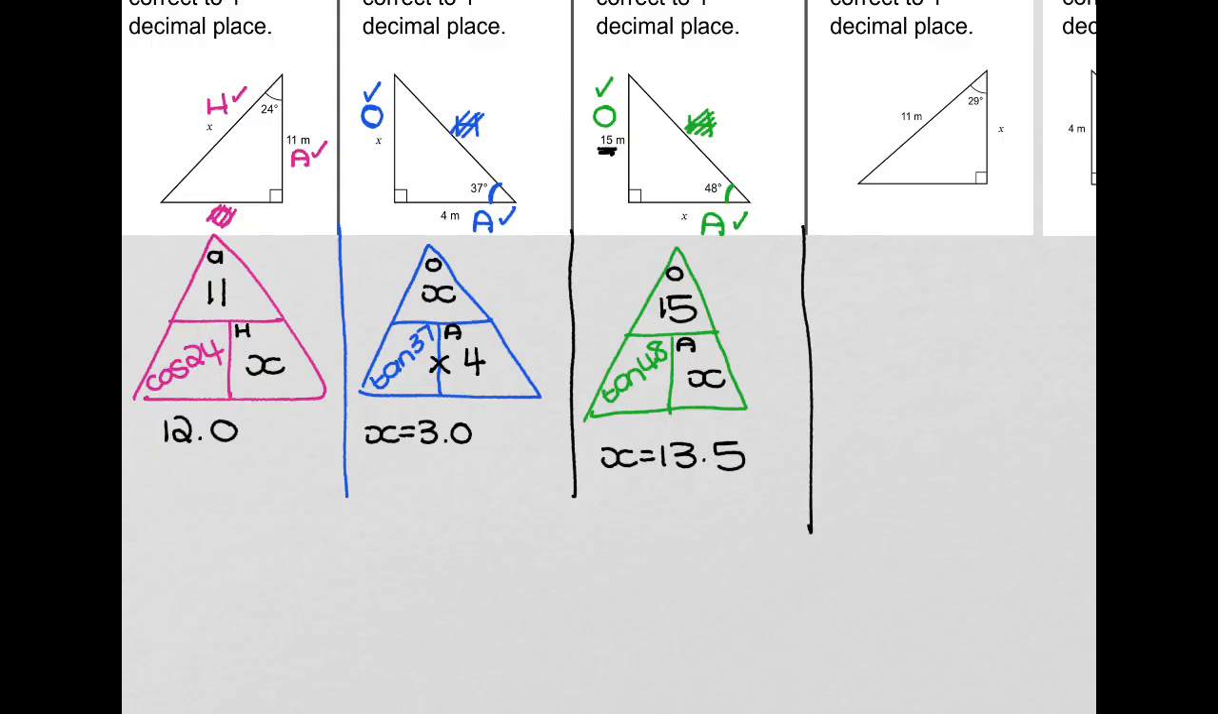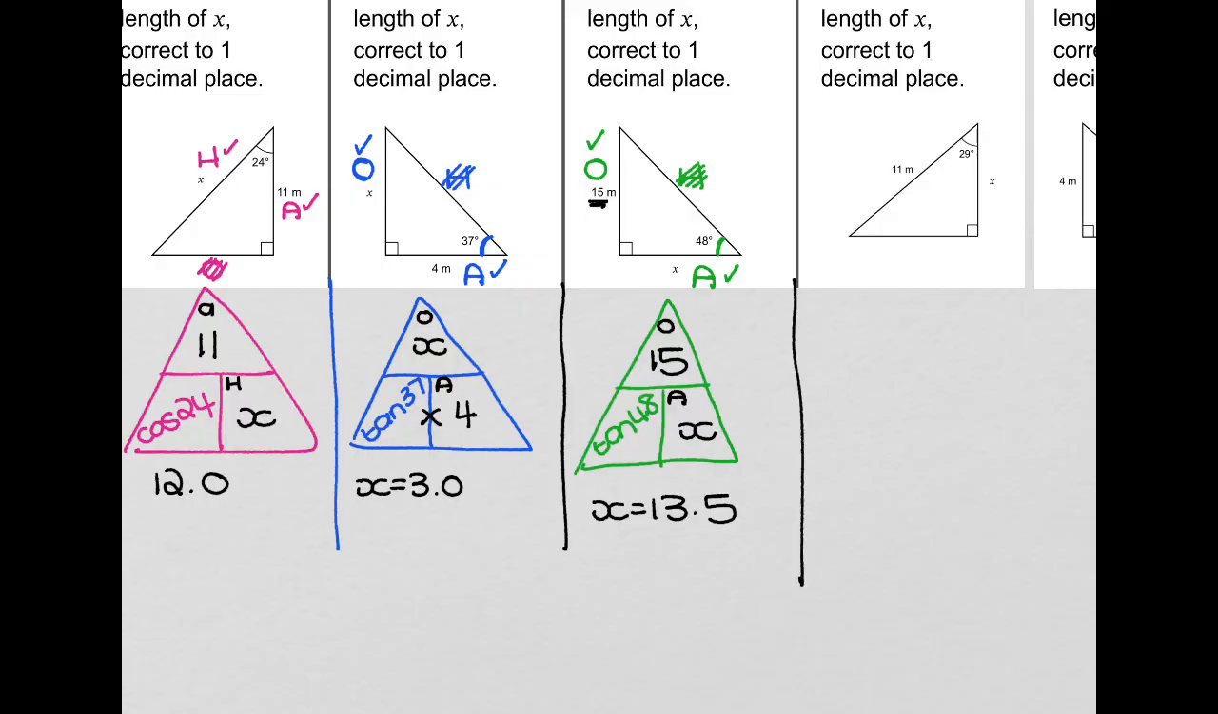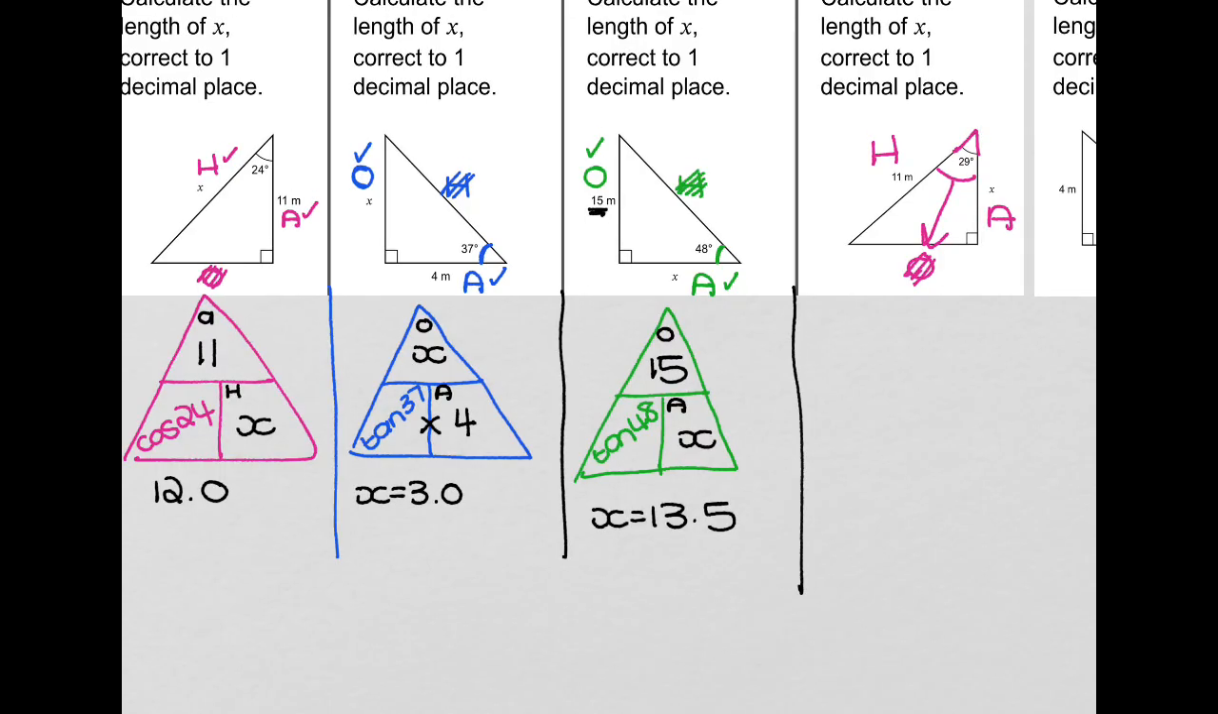Right, let's look at the last one. I've got my hypotenuse. I've got my opposite and my adjacent. Okay, did you notice the cosy cos? I didn't need the opposite. H and A means cos. So I'm going to draw my trig triangle.